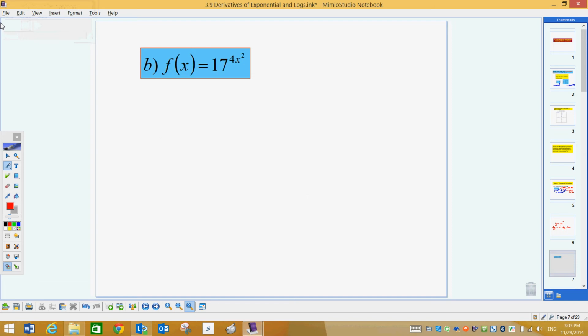Now, for our next example, we have 17 raised to the 4x squared. Clearly, it's an exponential function with base 17. So to find the derivative, f prime, it's going to be itself, so 17 raised to the 4x squared, times the derivative of the exponent, which is 8x, times the natural log of the base, which is 17.